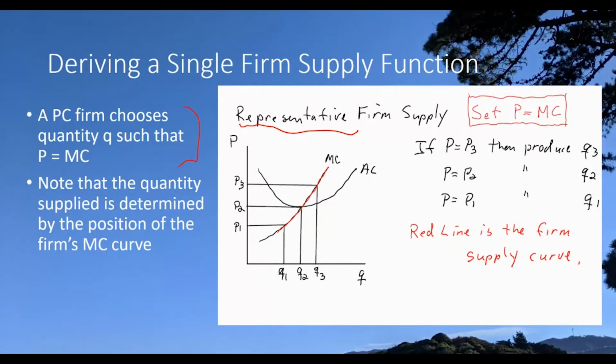By virtue of having these cost curves, by having a U-shaped average cost and an upward sloping marginal cost that crosses at minimum average cost, those are the two features.